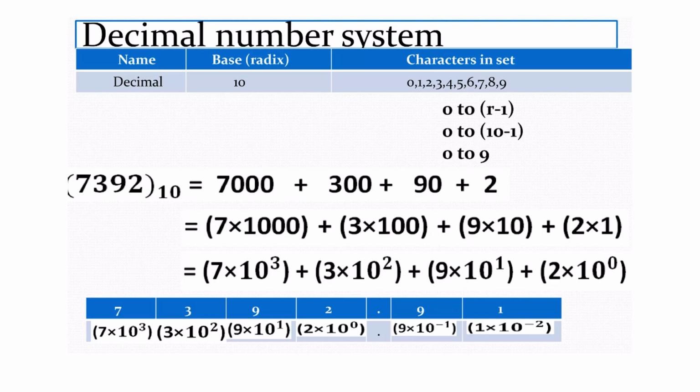Now, for the decimal number system, we will see how the conversion takes place. Here we already know that decimal has the base of 10. The 10 means starting from 0 to 9. The characters in the set are totally 10. That is why they represented the base as 10. For example, they have given 7392 with the base of 10. This 10 represents the decimal representation. So this is the ones place, tens, hundreds and thousands place. For the thousands place, we have to multiply with 10 to the power of 3, because it is represented in the thousands place. This is how the conversion takes place.